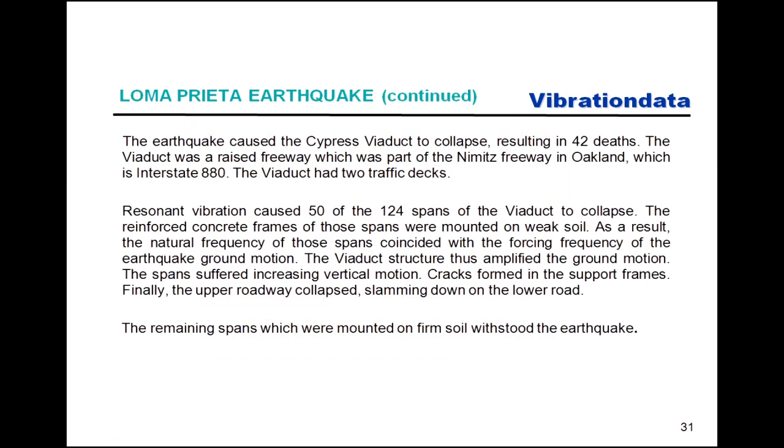Resonant vibration caused 50 of the 124 spans of the viaduct to collapse. The reinforced concrete frames of those spans were mounted on weak soil. As a result, the natural frequency of those spans coincided with the forcing frequency, or you might say the base excitation frequency, of the earthquake ground motion. The viaduct structure thus amplified the ground motion. The spans suffered increasing vertical motion, cracks formed in the support frames, and finally the upper roadway collapsed and slammed down onto the lower road. And the remaining spans, which were mounted on firm soil, withstood the earthquake.